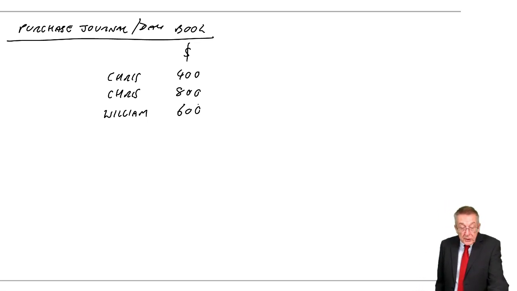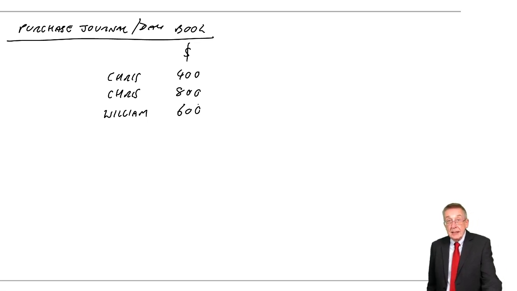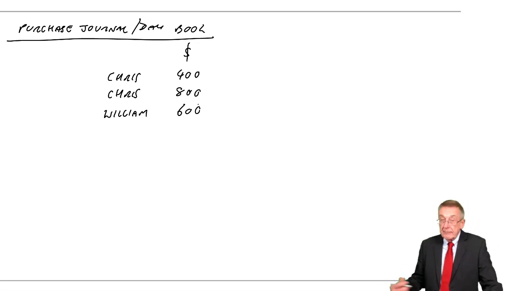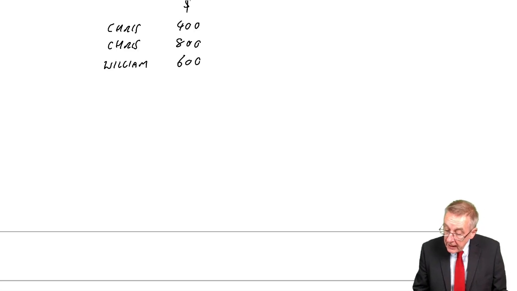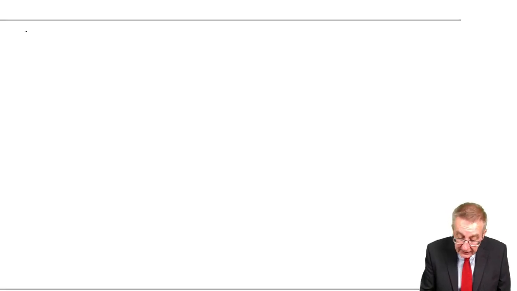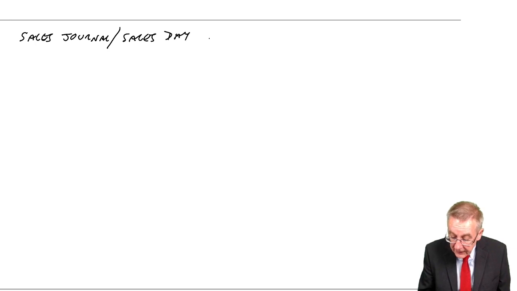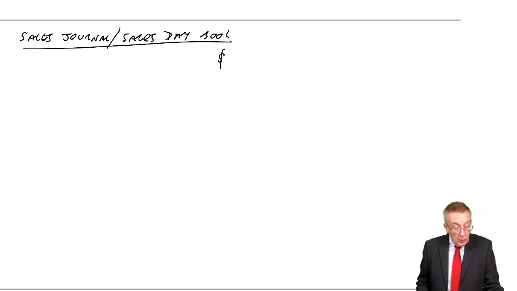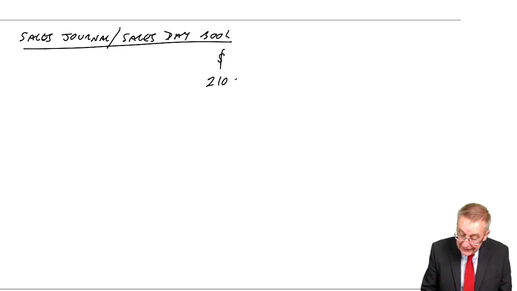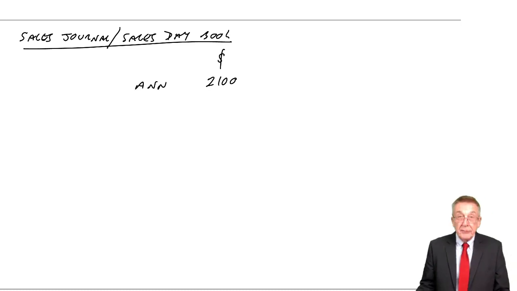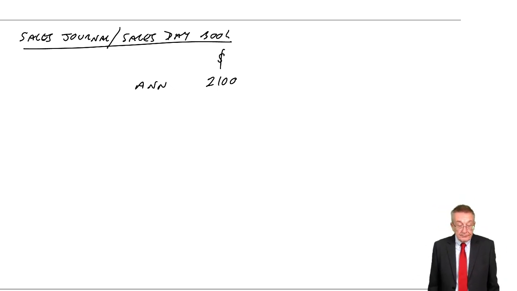H, we sold some chairs, 2,100 to Anne, on credit. If we sell on credit, obviously there's been no cash, we list it in the sales journal or the sales day book. Two names, remember, for the same thing. What was it? It was 2,100. I'll make a note of who it was to, obviously. It was to Anne.